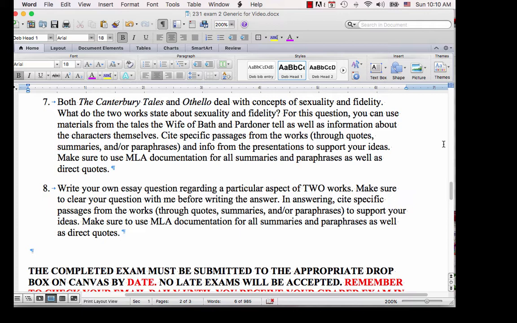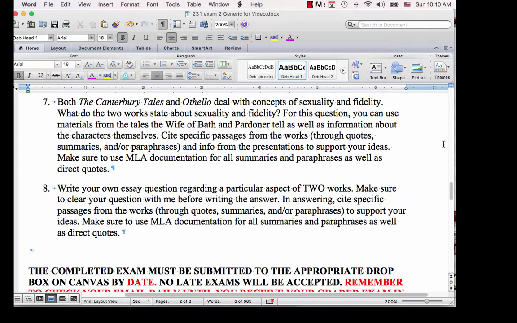Email me what you'd like to write on so that I can make sure that it's appropriate, and I can't remember a time I've ever turned down a suggestion. And once you get that cleared, then by all means, go ahead and write on it. I'm really interested in seeing what you guys have to say about these works.